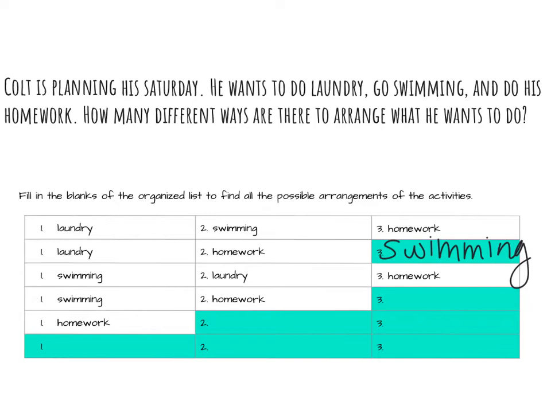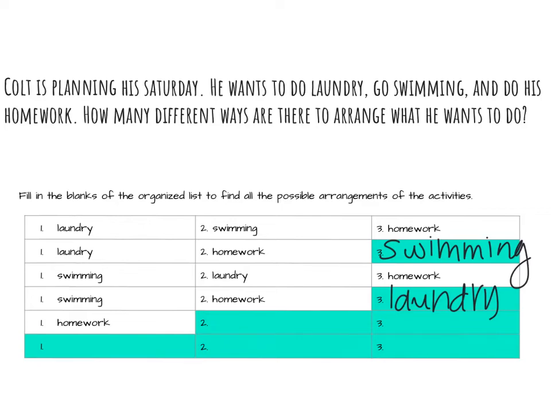Let's say that he's not starting his day with laundry, he wants to start his day with swimming. So first thing he does is swim. An option is that the second thing he does is laundry, and the third thing he does is homework. Now, there's another option for his day. If he starts with swimming, he could do swimming first. Then second is homework, which would leave laundry as the last activity. All right. Okay, those are the only 2 options for his day if he starts with swimming.